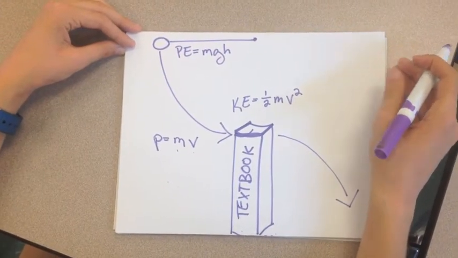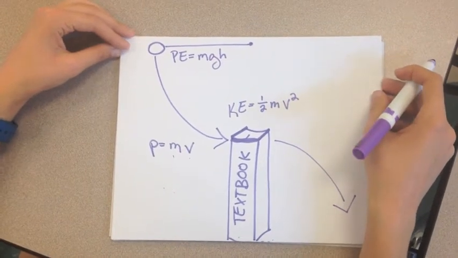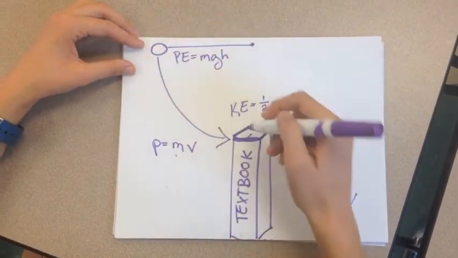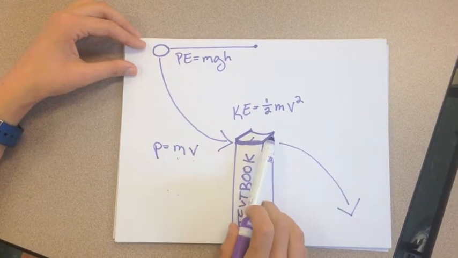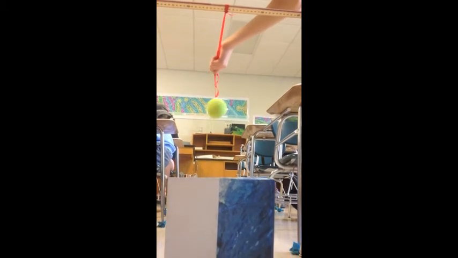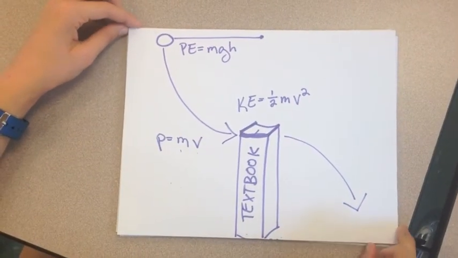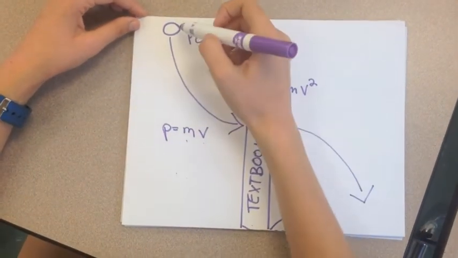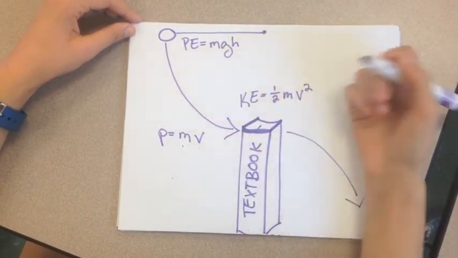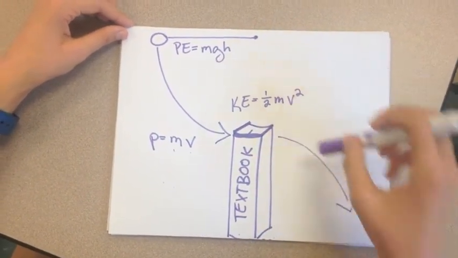Our tennis ball had a greater mass and therefore greater momentum. So when it hit the textbook, it caused the textbook to fall over. Our lizard had the greatest mass, and so when it was released, it hit the textbook with a large force, causing it to fall over.